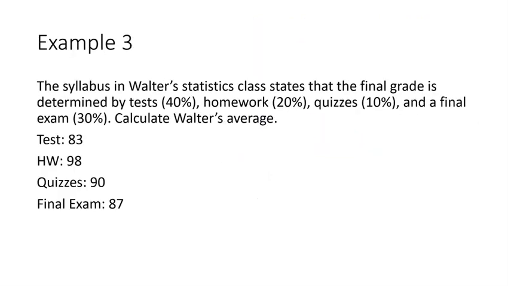So example 3. The syllabus in Walter Statistics class states that the final grade is determined by 40% test, homework 20%, quizzes 10%, and the final exam 30%. We're going to go ahead and do this by hand first. Then I will show you how to do it in the calculator.